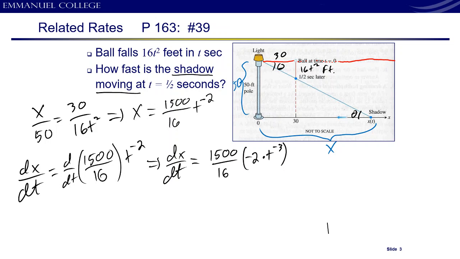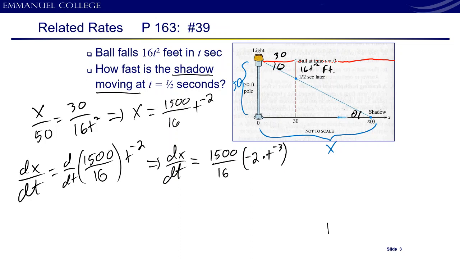And at this point, it worked out very nicely, because now technically I could find the rate of change of the shadow at any point. So that's actually really helpful. But the key thing here, I need to know how fast is it moving at 1/2 of a second.